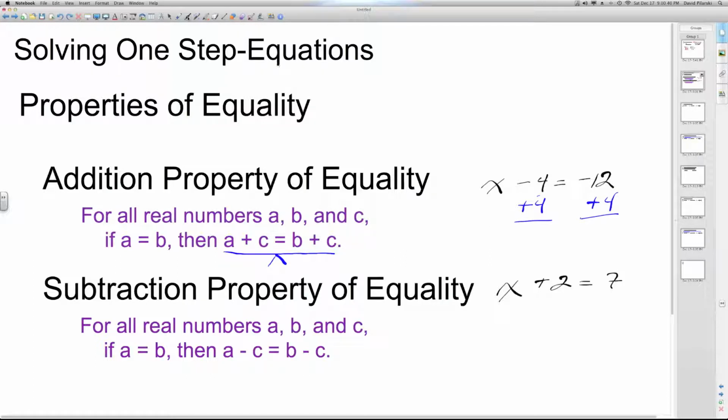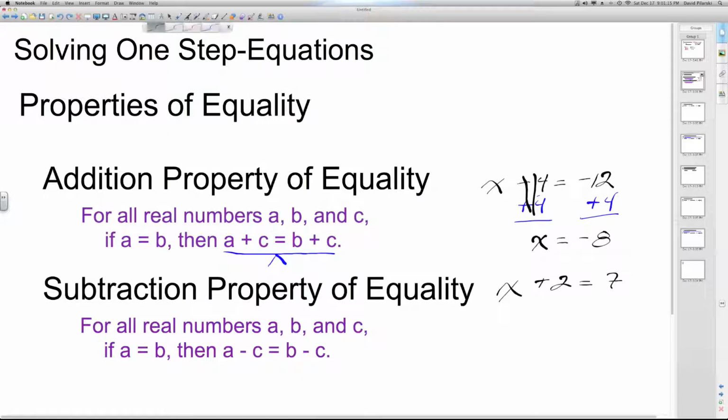And on the left-hand side, the minus 4 and the plus 4, because they're opposites, they cancel. They technically become 0. But since they become 0, that leaves us with the x on the left-hand side of the equal sign. And on the right, we have to do this calculation, negative 12 plus 4, and you should know that that's 8. So we saw here an example of using the addition property of equality to solve a one-step equation in which the original equation had subtraction.